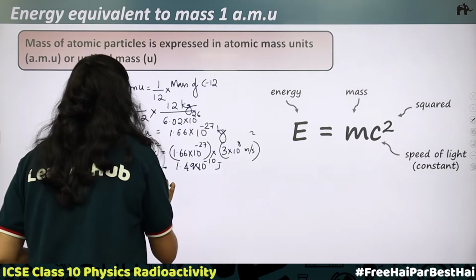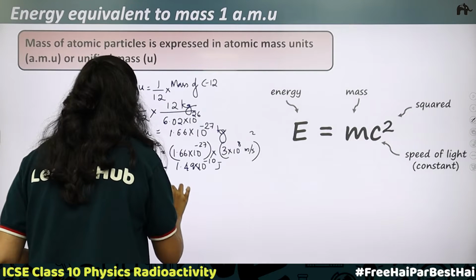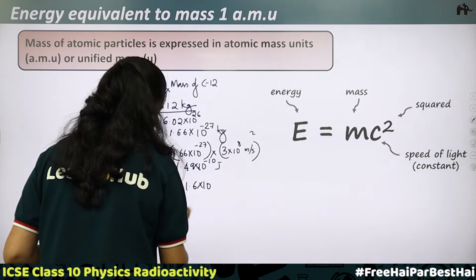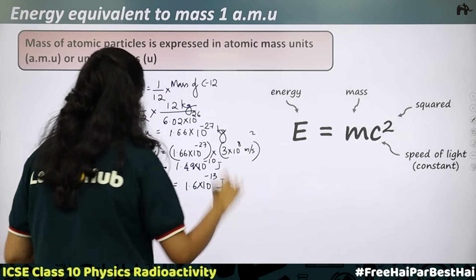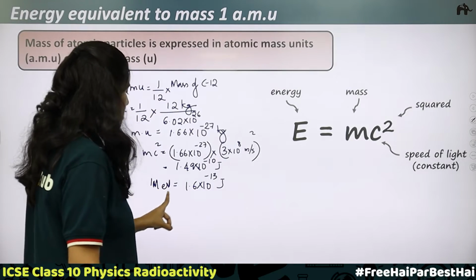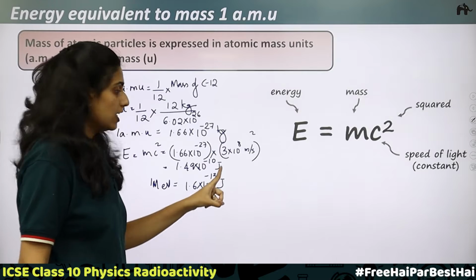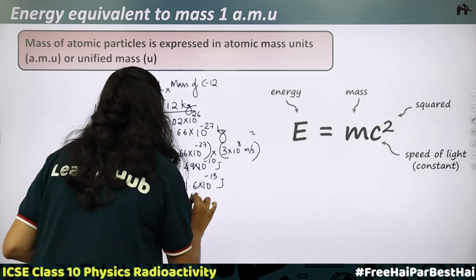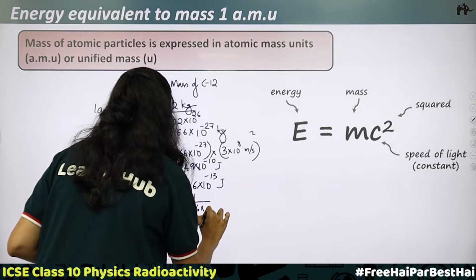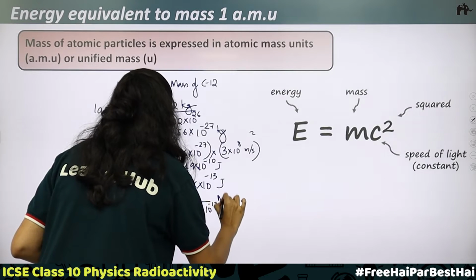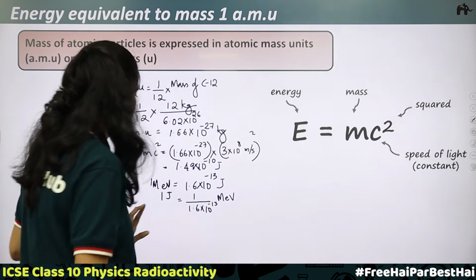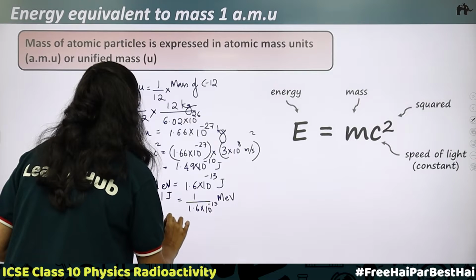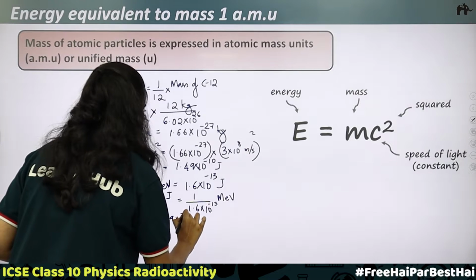Now we have 1 mega electron volt, MeV. 1 MeV is equal to 1.6 into 10 raised to minus 13 joules. Then what is 1 joule in MeV? 1 joule will be equal to 1 by 1.6 into 10 raised to minus 13 MeV. Now, if 1 joule is this much, what is 1.49 into 10 raised to minus 10 joules?